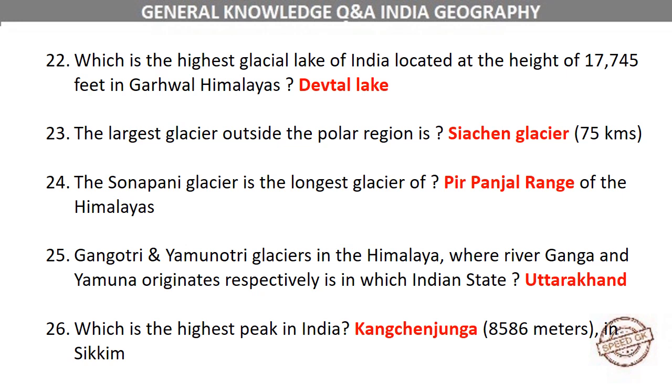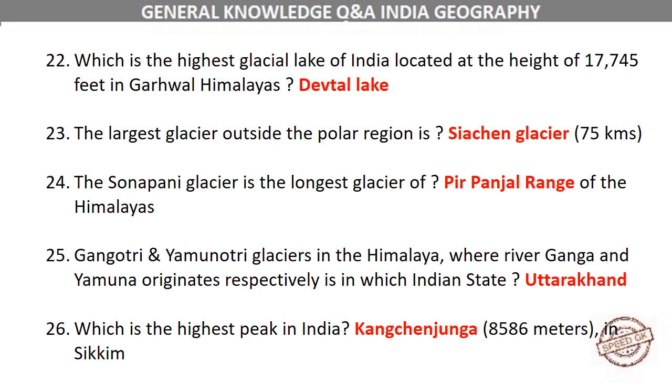Devtal Lake. The largest glacier outside the polar region is Siachen Glacier, 75 kilometers. The Sonapani Glacier is the longest glacier of Pir Panjal range of the Himalayas. Gangotri-Yamunotri glaciers in the Himalaya, where river Ganga and Yamuna originates respectively, is in which Indian state? Uttarakhand. Which is the highest peak in India?